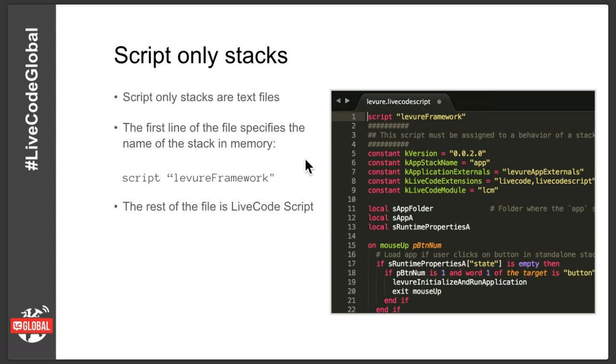What it is, script-only stacks are text files. And the first line of the file is what specifies the name of the stack in memory. So if you look at the screenshot, it's script Levure framework. So if I was to open this levure.livecode script file in the LiveCode IDE, then it would create a stack called Levure framework. And the rest of the file, after the name of the stack on line 1, is just LiveCode script. That's all it is. And so it's not very complicated.